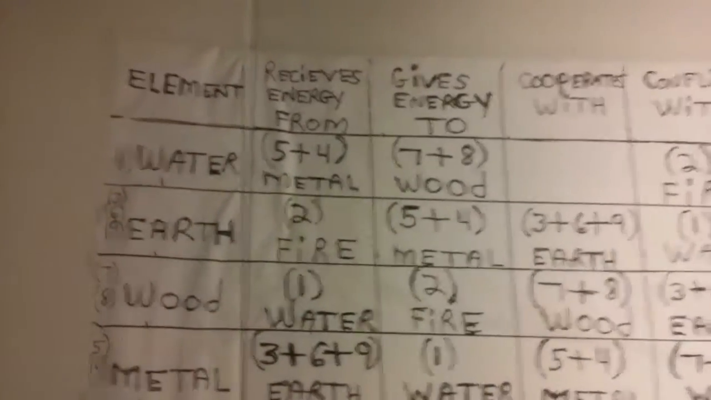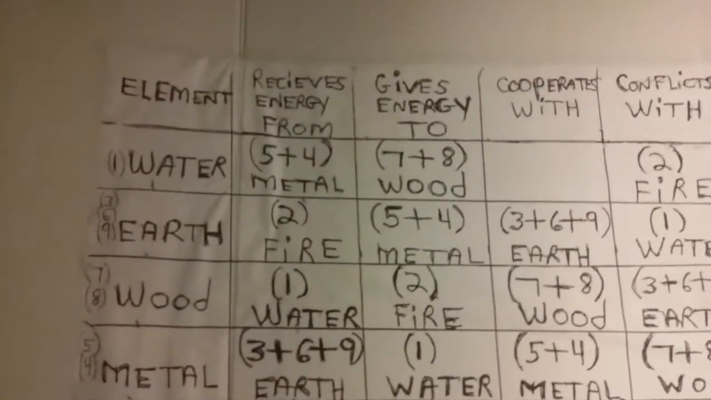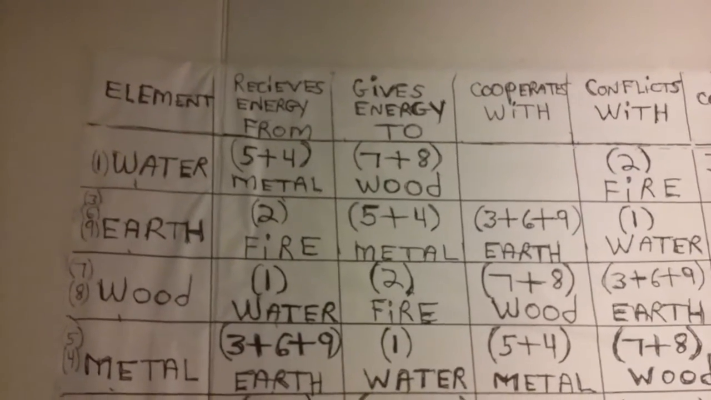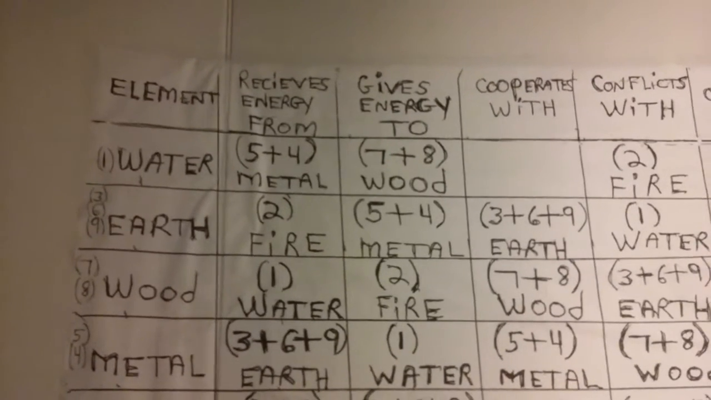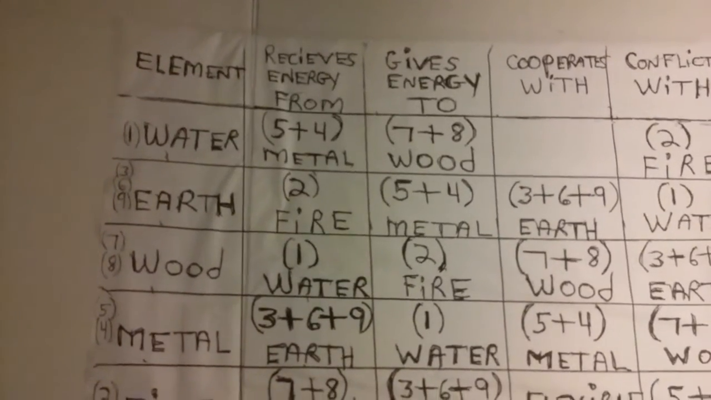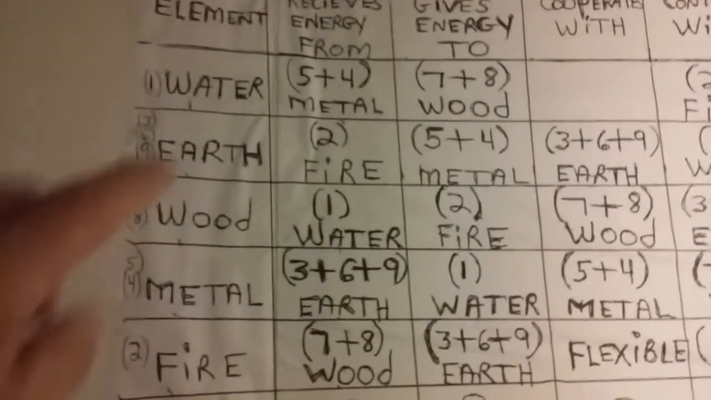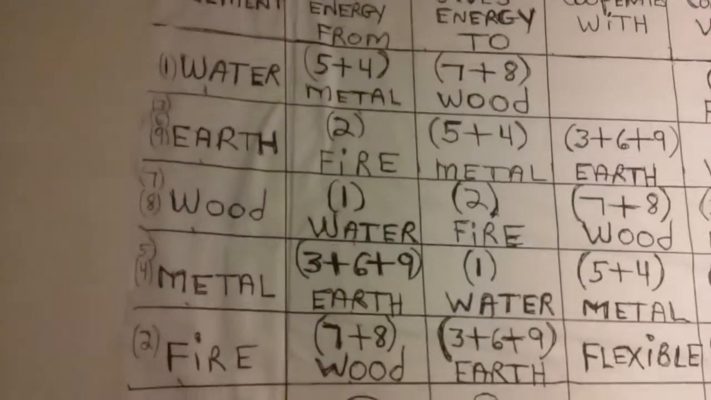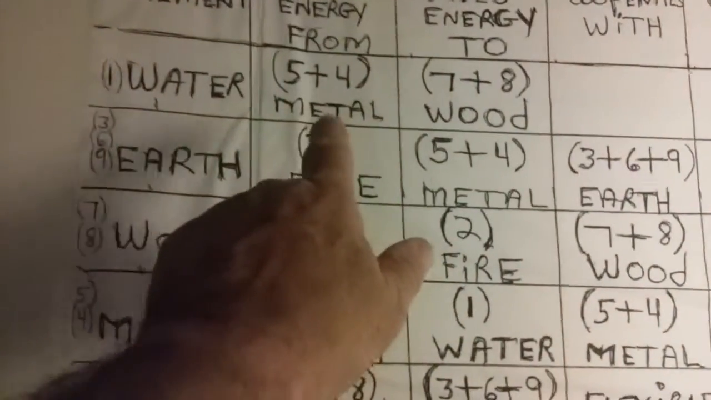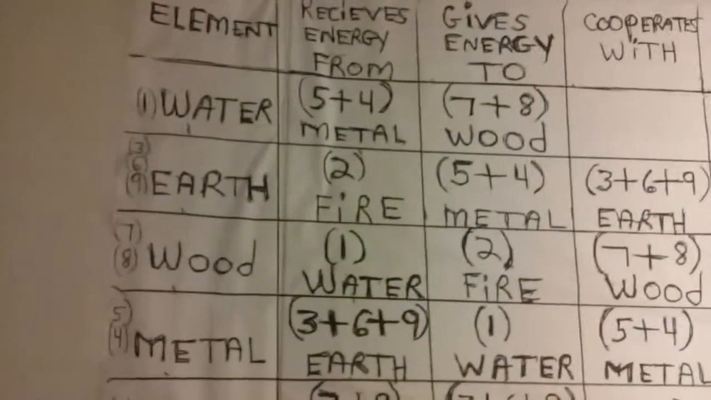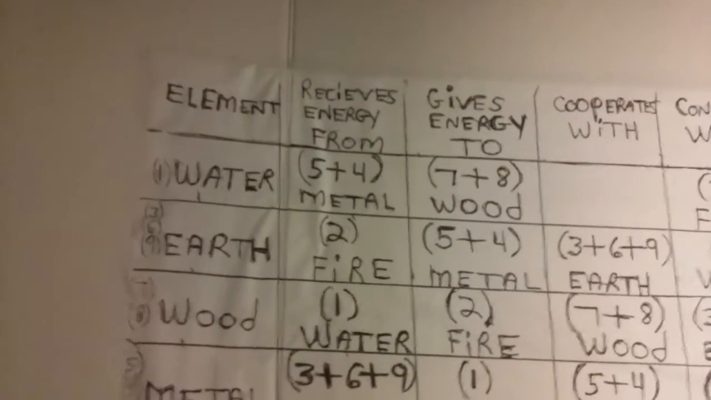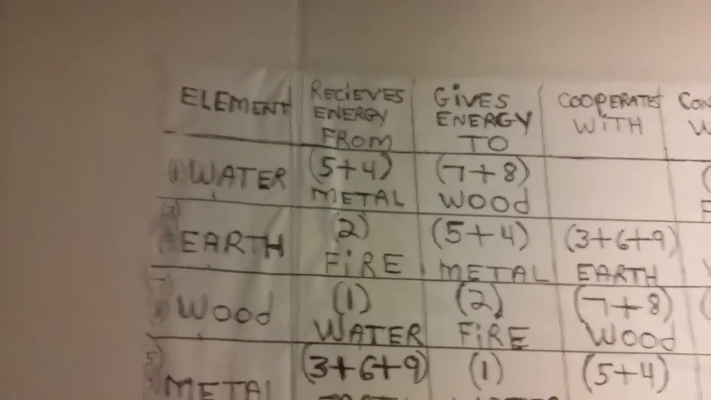This is a chart that I use in a classroom, and it's based on an Oriental system. It really doesn't have so much to do with planets as it does with what they call elements. And the chart tells you, let's say with water, how it gets along with other things, like it receives energy from metal. If you picture metal being in water, it rusts. So the metal is giving up some energy to water.